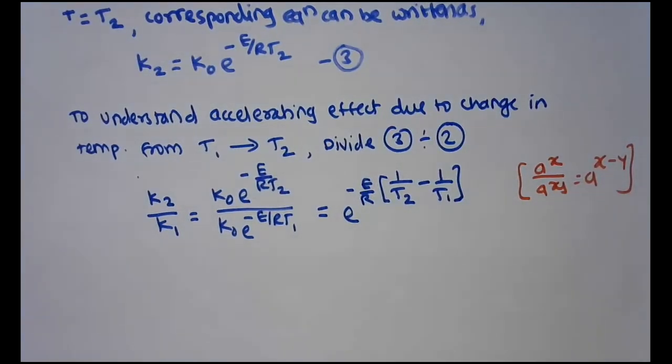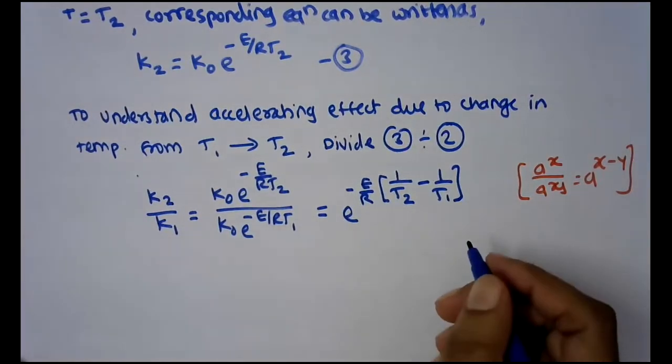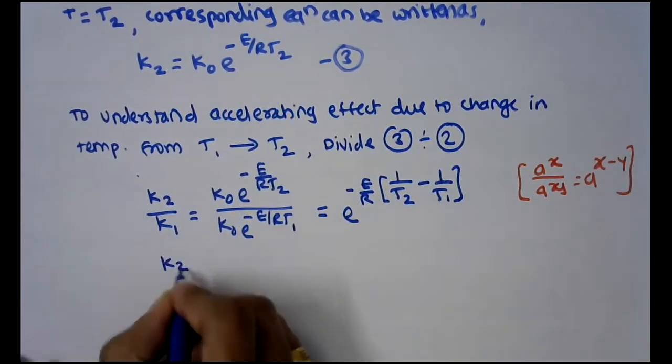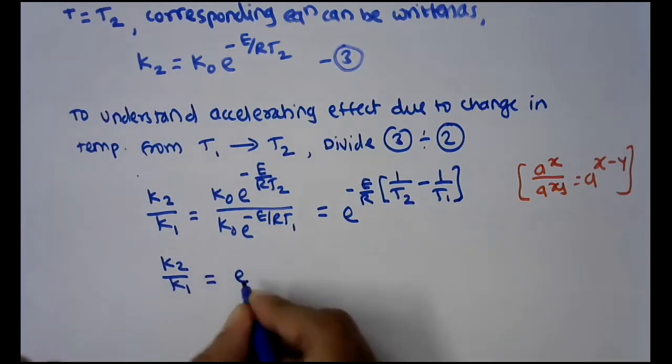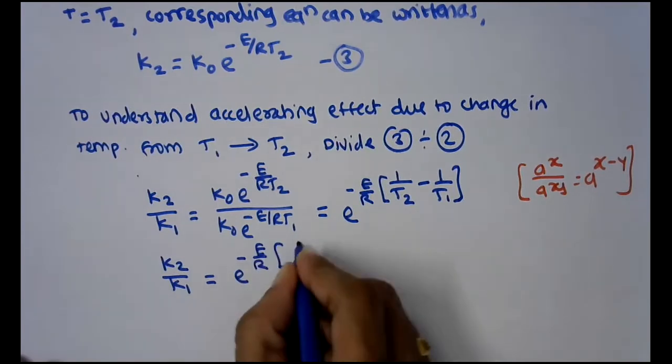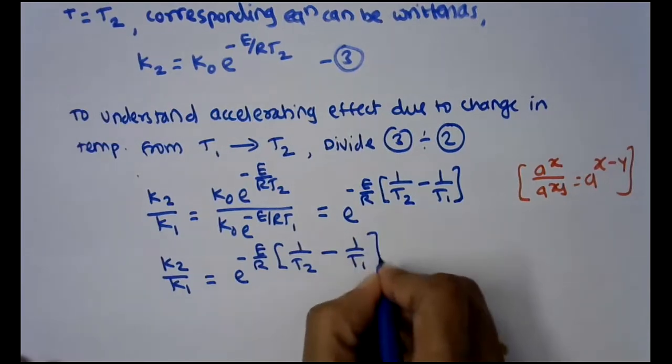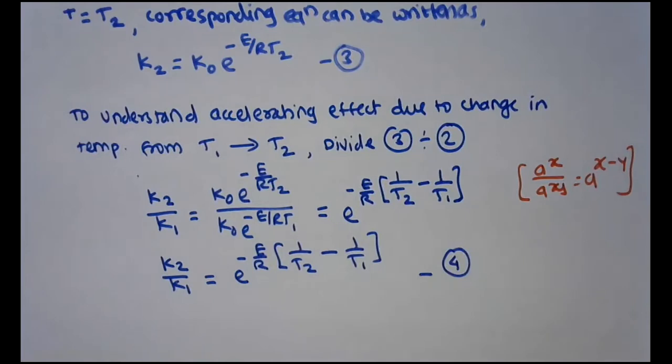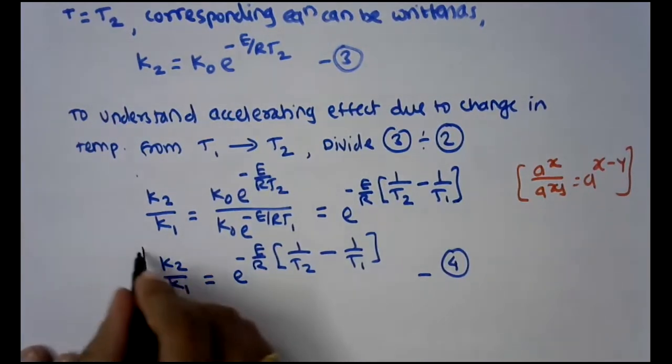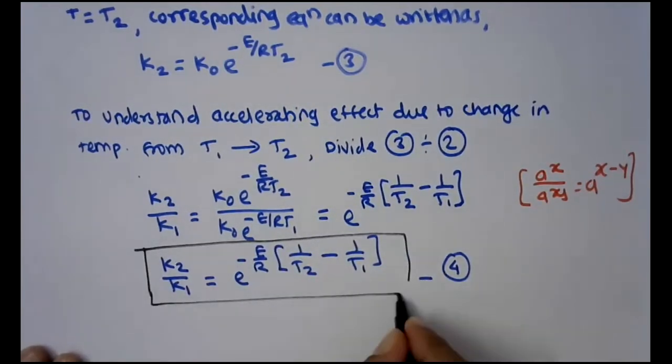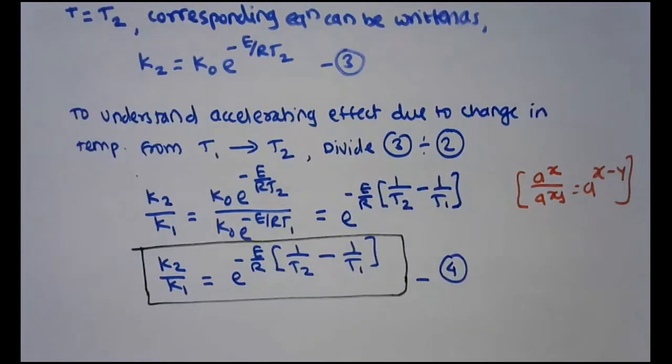So now this is equation 4, or we'll rewrite again. K2 upon K1 is equal to e raised to minus E upon R into 1/T2 minus 1/T1. This is equation number 4. If we substitute the value of R, activation energy, and temperature, then it will give us an idea about how much the rate will be accelerated if the same reaction at same condition is carried out at two different temperatures T1 and T2. Now this can be further simplified by taking the log.